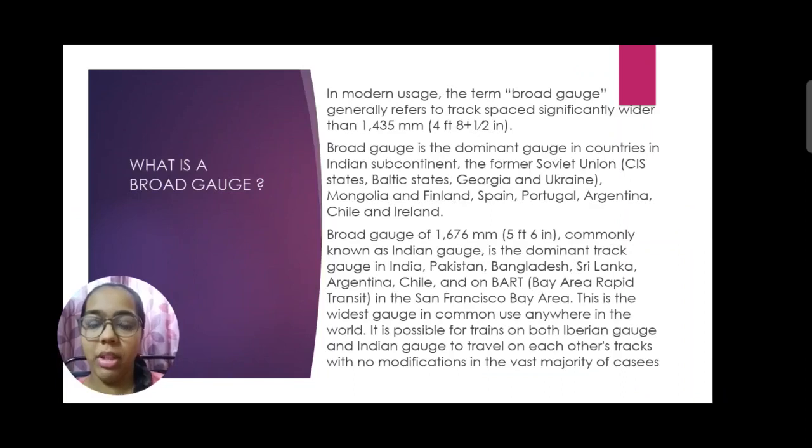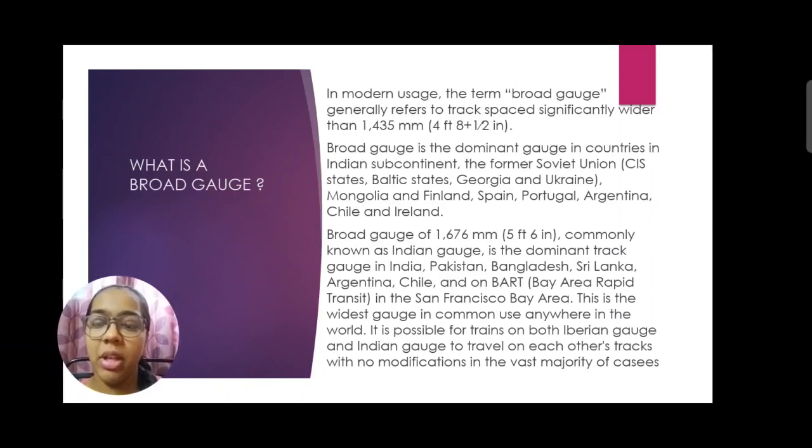Now, let us see what a broad gauge is. In modern usage, the term broad gauge generally refers to tracks spaced significantly wider than 1435 mm. Broad gauge is the dominant gauge in countries in the Indian subcontinent, the former Soviet Union, Mongolia, Finland, Spain, Portugal, Argentina, Chile and Ireland.